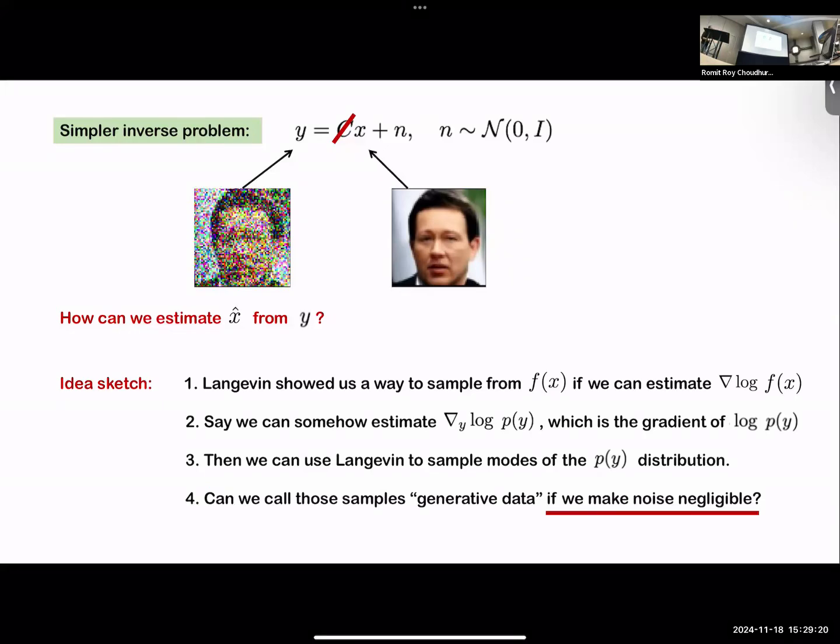Okay, Langevin showed us a way to sample from f(x) if we can estimate grad log f(x). Say we can somehow estimate grad log p(y), which is the gradient of log p(y). Then we can use Langevin to sample modes of the p(y) distribution. We can call those samples generative data if we make noise negligible. I'll let you stare at that, because this is what Langevin is saying. I'm just repeating. Okay, we are going to try to estimate this. Cool, let's start.